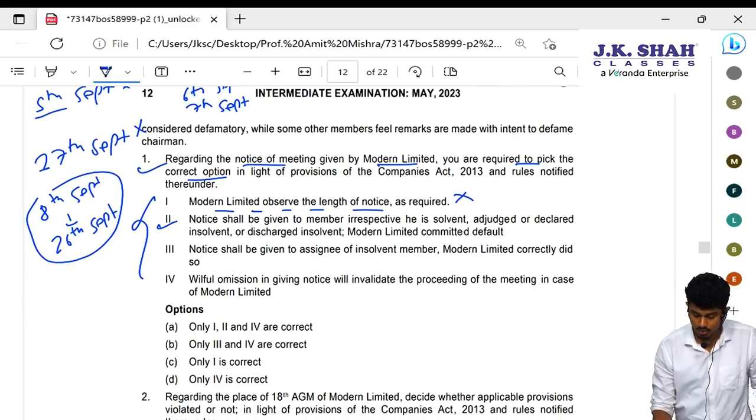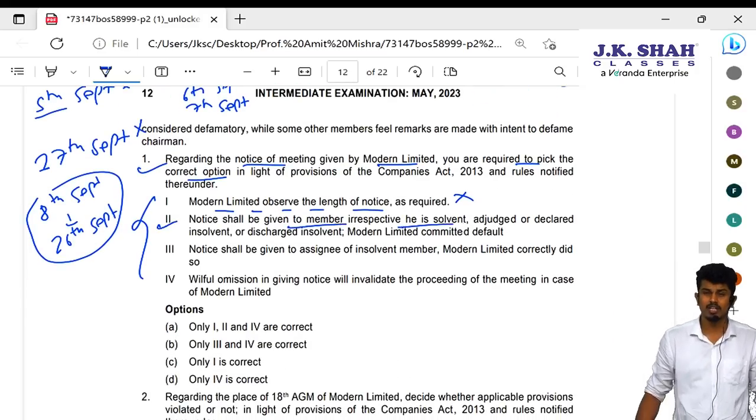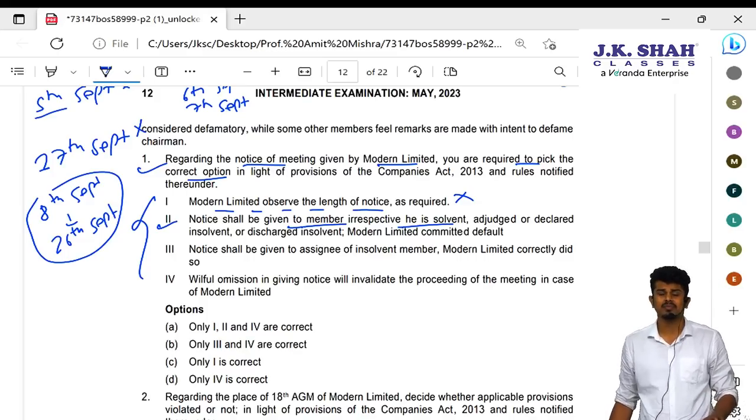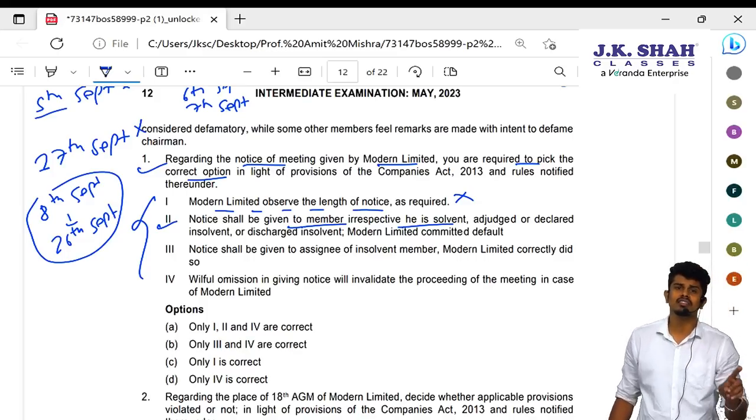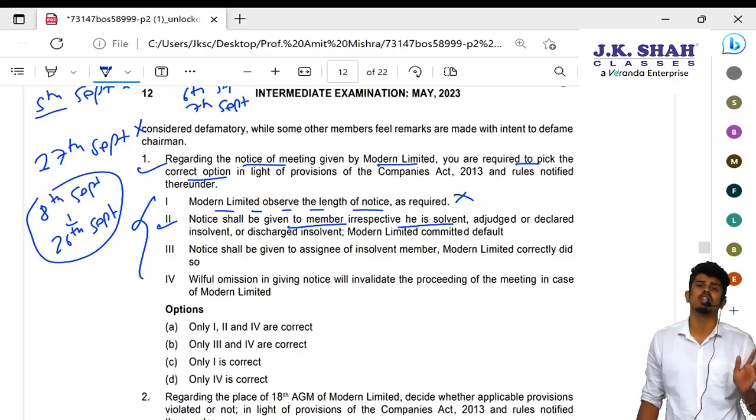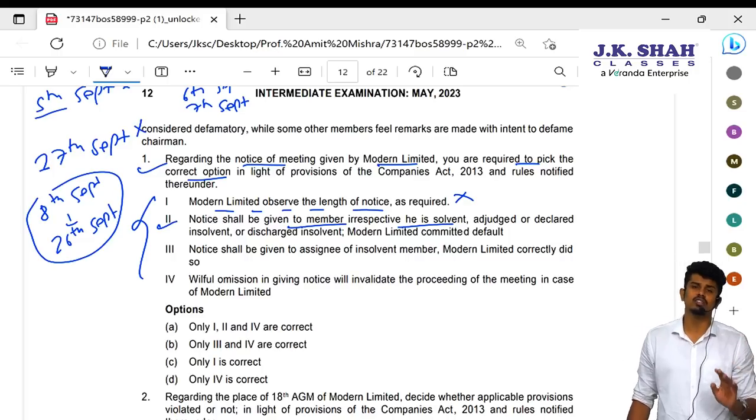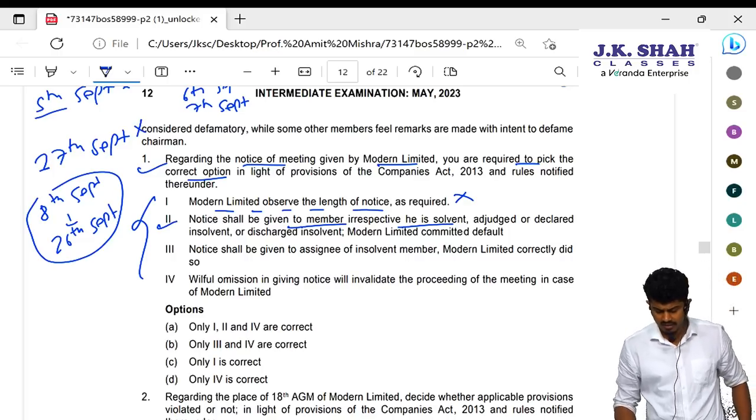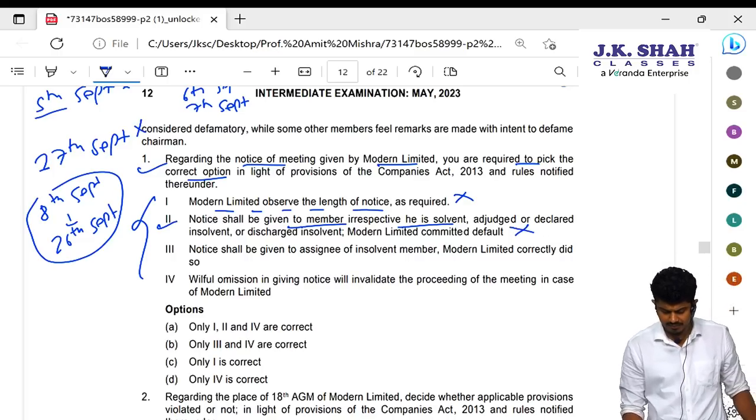Second point is, notice is given to member irrespective he is insolvent. The answer is incorrect. Notice is always given to the official assignee of an insolvent member. I repeat, notice is always given to the official assignee of an insolvent member. Therefore, statement 2 is also incorrect.